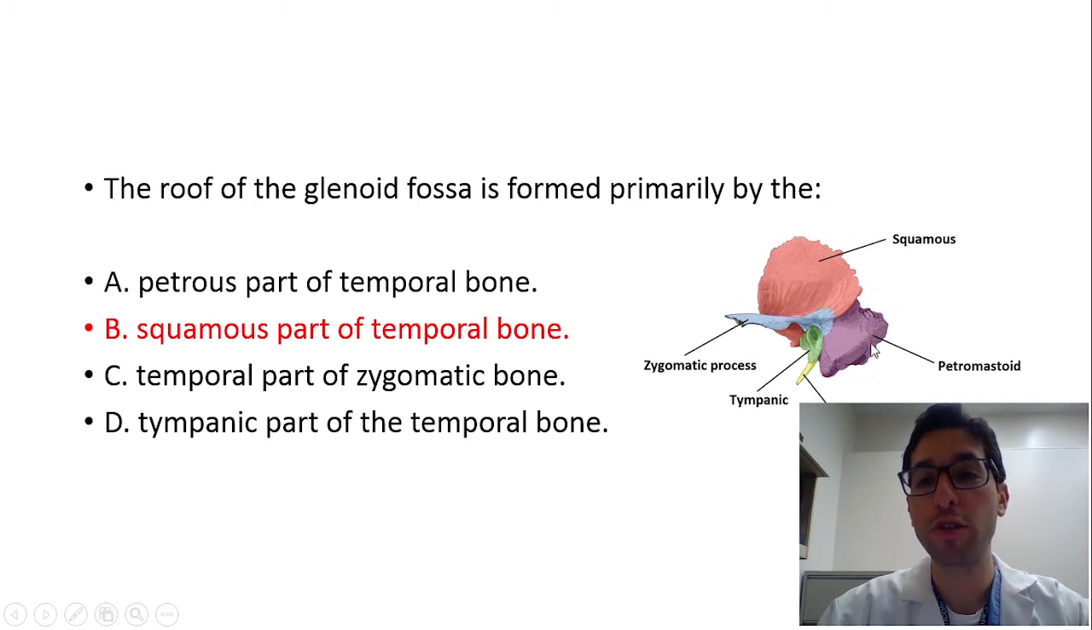So again, the petrous is all the way back here. This is by the mastoid process. Definitely not the tympanic, that's by the ear. The glenoid fossa is the squamous part of the temporal bone. How thick is this glenoid fossa? It's usually only about 1 millimeter thick.